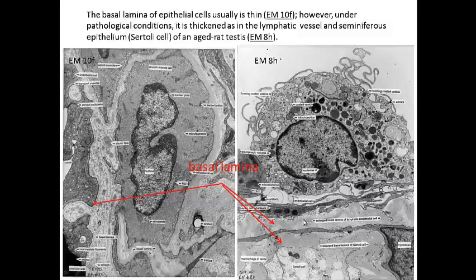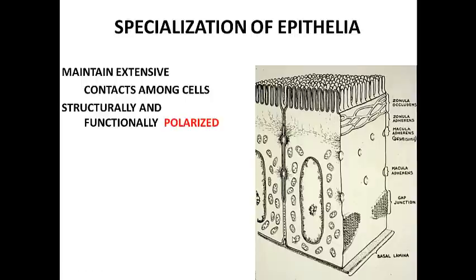The basal lamina is quite big in the case of this Sertoli cell, which is a nurse cell in here. This is an aged rat testis, and in those cases you can see a thickening of the basal lamina. Now, epithelium is specialized, they're polarized.